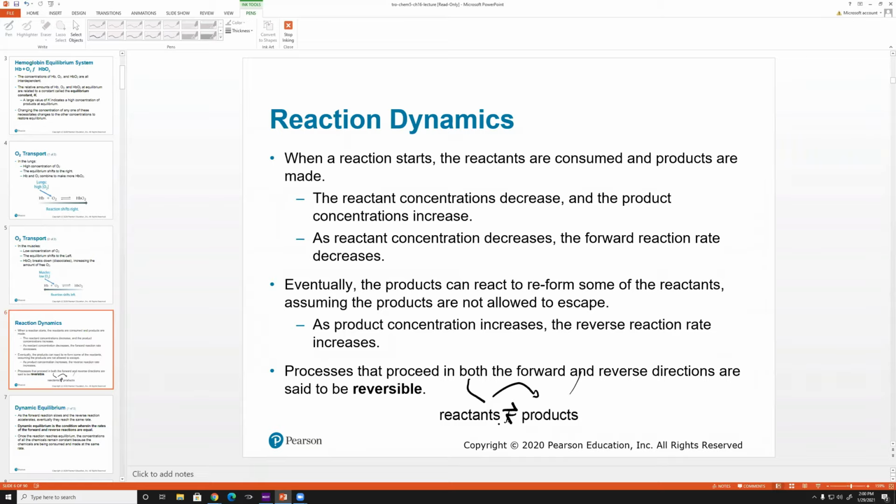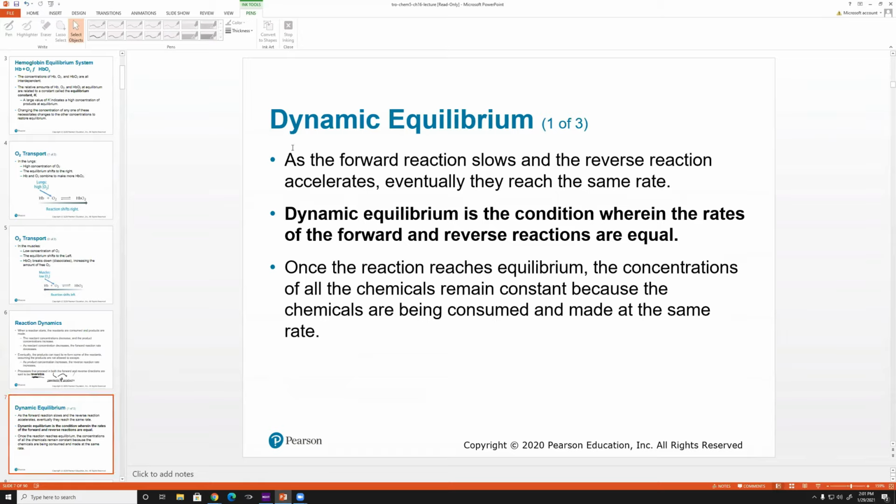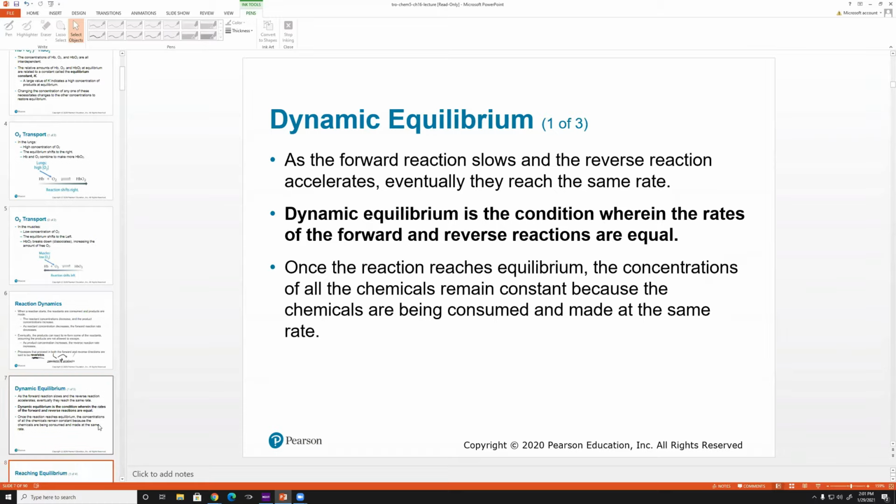Now, the concentrations of reactants and products do not have to be the same, and usually they're very different. But the rates of the forward and reverse reactions are the same, so there is no net increase or decrease in any of the reactants or products, because then it wouldn't be what we call equilibrium. We can call these reactions reversible as well. To reiterate, dynamic equilibrium is the condition wherein the rates of the forward and reverse reactions are equal. It's not the concentrations, it's the rates.